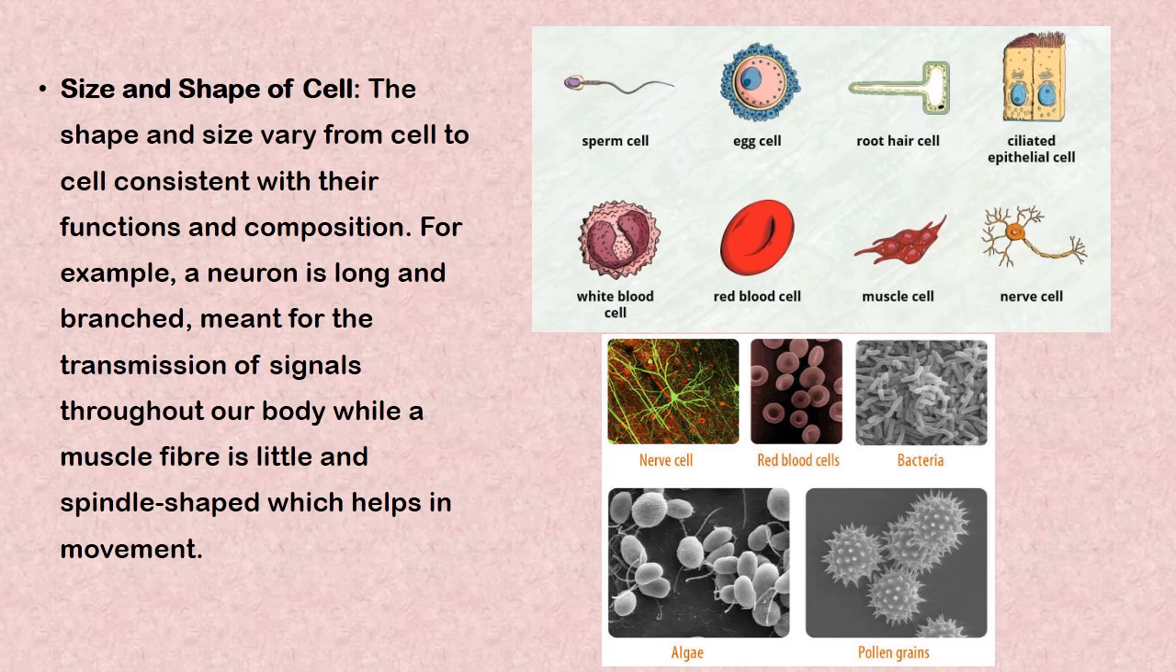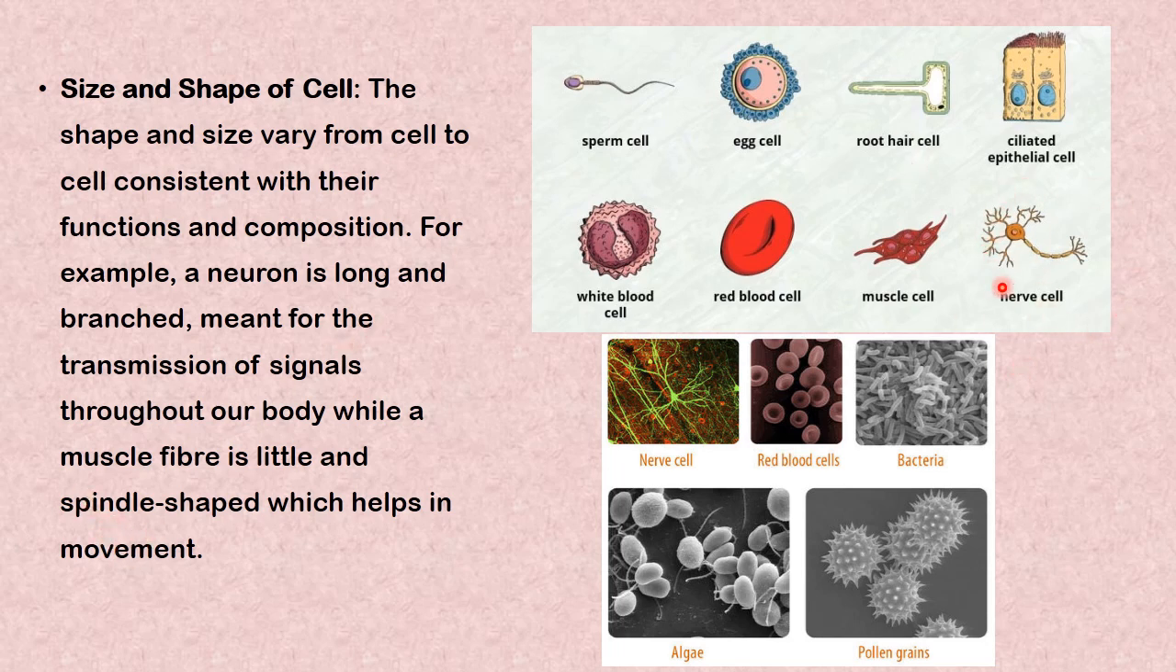Now we're going to be looking at the classification of cells based on size and shape of cell. The shape and size vary from cell to cell, consistent with their functions and composition. For example, a neuron or a nerve cell is long and branched, meant for the transmission of signals throughout our body, while muscle fiber is little and spindle-shaped, which helps in movement.